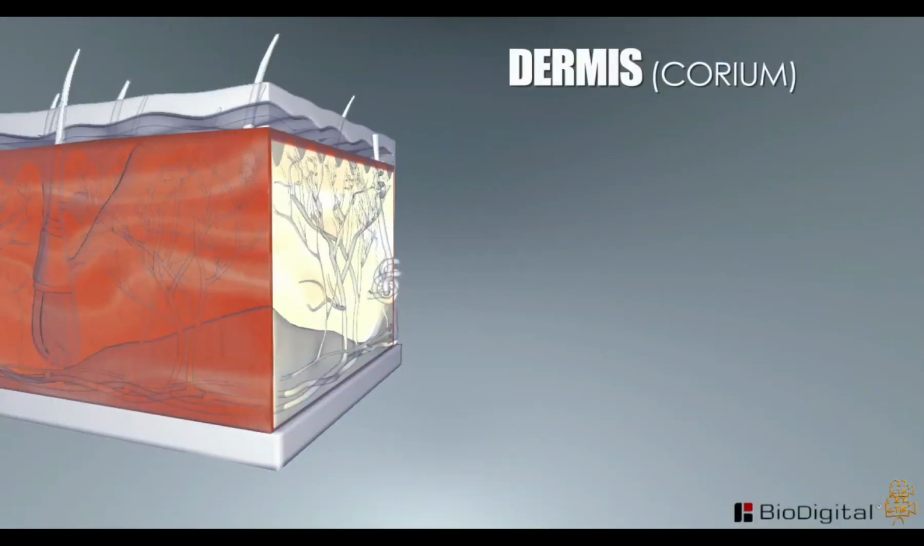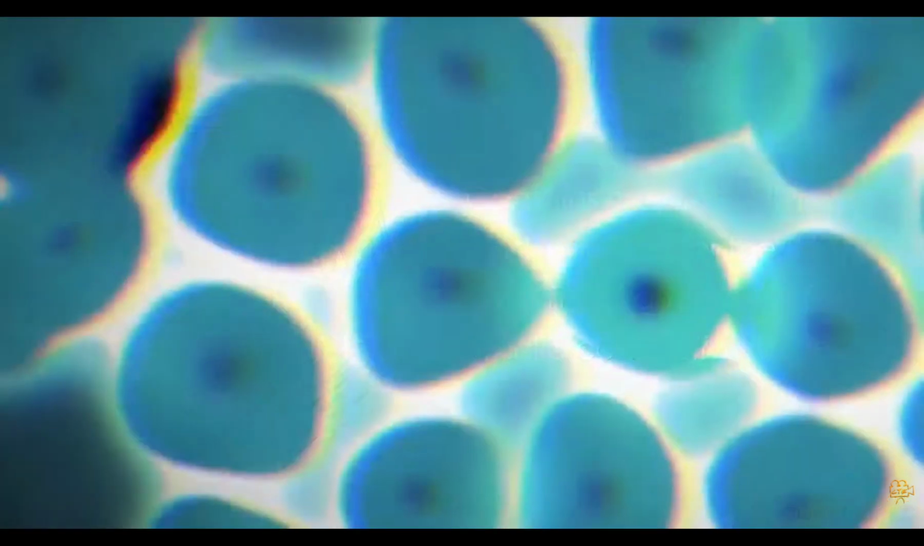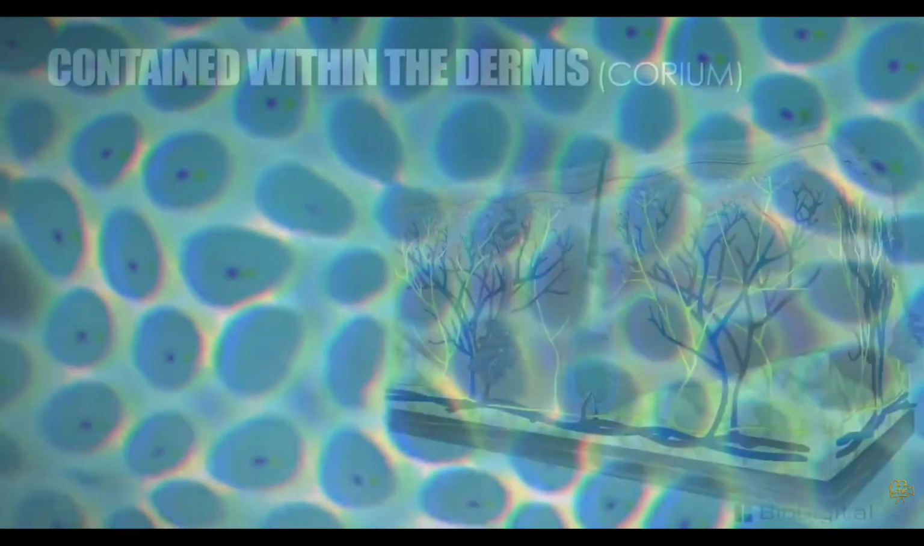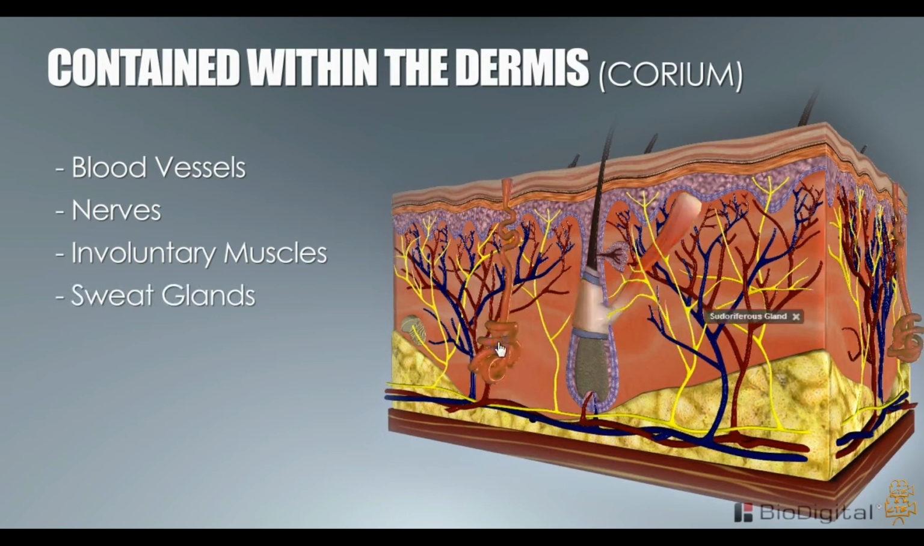Dermis, also known as the corium or the true skin. This layer contains major structures and functions for the skin within a framework of elastic connective tissue. This is where the skin comes to life. Contained within the dermis are the blood vessels, nerves, involuntary muscles, sweat glands, oil glands, hair follicles, and the papilla.